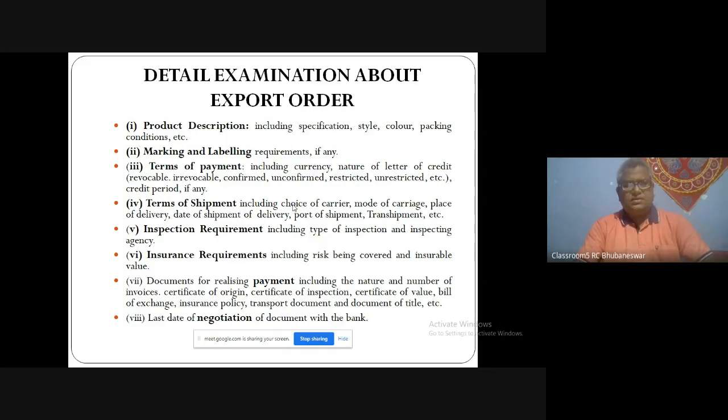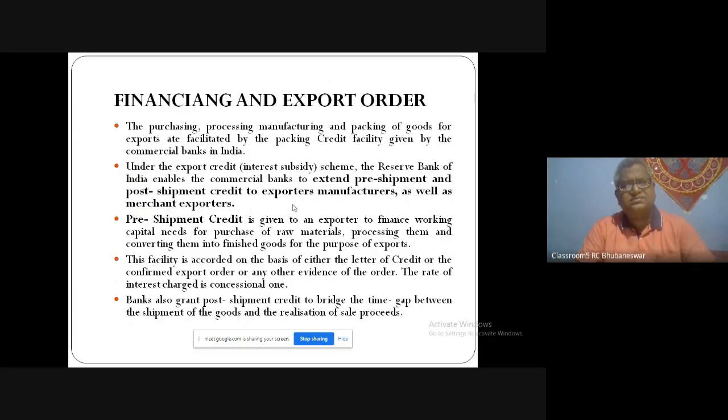Currency, nature of letter of credit, exchange duration, exchange time period of duration, time of shipment, delivery, port of delivery, pre-delivery, port of shipment, pre-port shipment, inspection requirement, types of inspection by the agencies, insurance requirement and risk exposure, payment, negotiation. Negotiation means to whom? Negotiation with the banks.